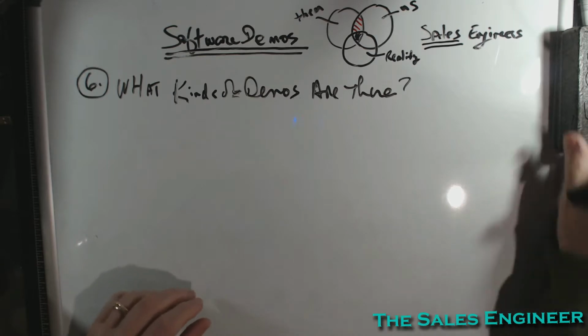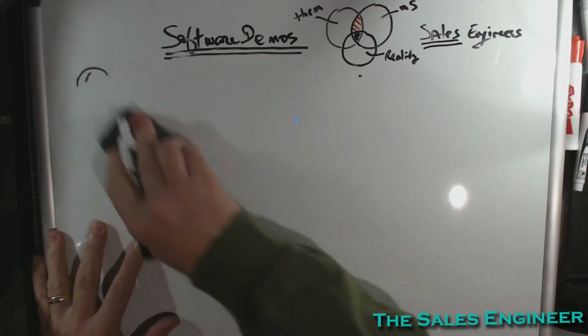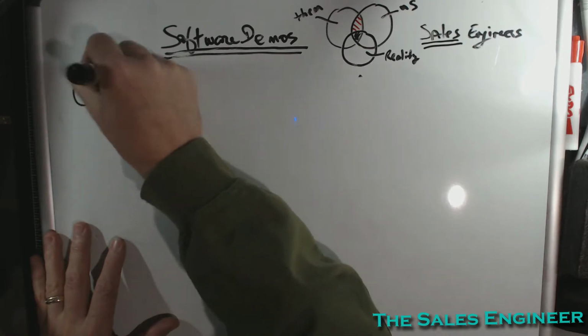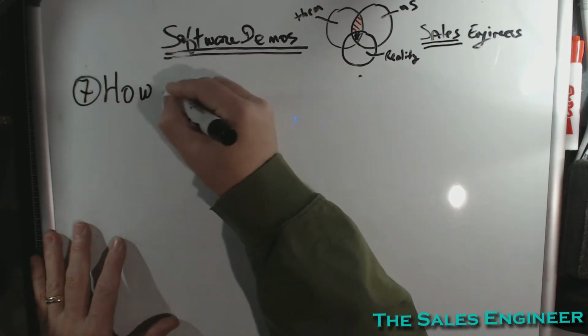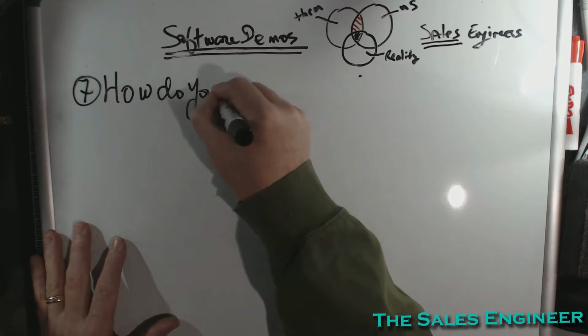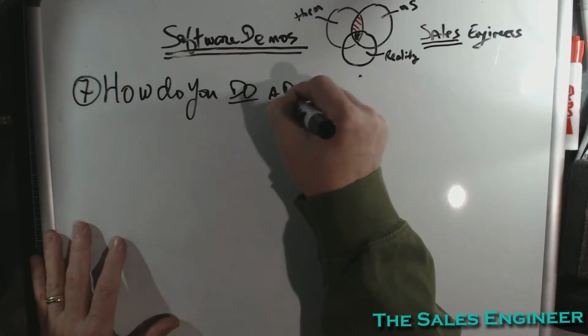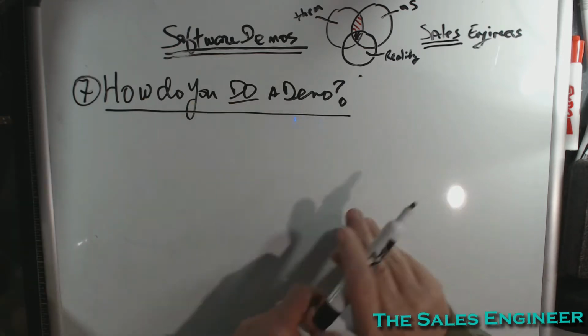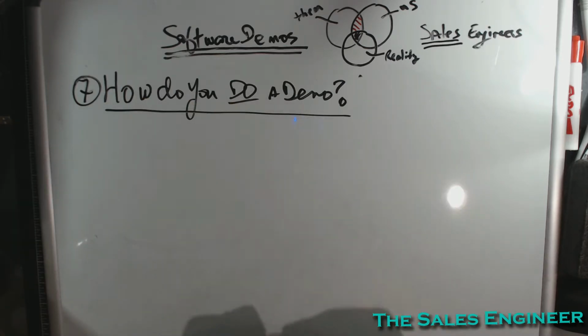So let's talk about the demos. What are we up to now? Seven. Let's do it. How do you do a demo? Now, as you can tell, I keep things really simple. You ask a simple question. How do you do a demo?